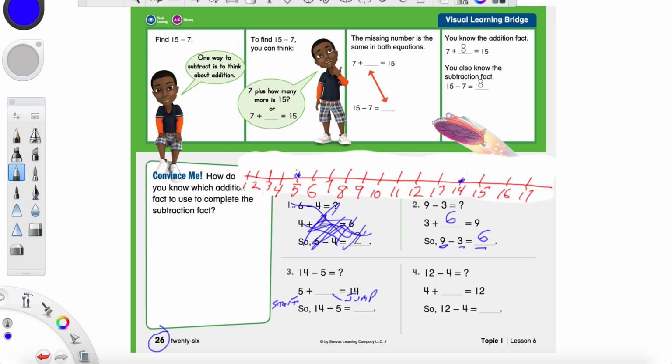So, we have 5 and 14 already done. Let's count the jumps together and double check your work. We got 1, 2, 3, 4, 5, 6, 7, 8, and 9. So 5 plus 9 equals 14. Yeah, that makes total sense. And I'll fill that back in. Don't worry, guys.